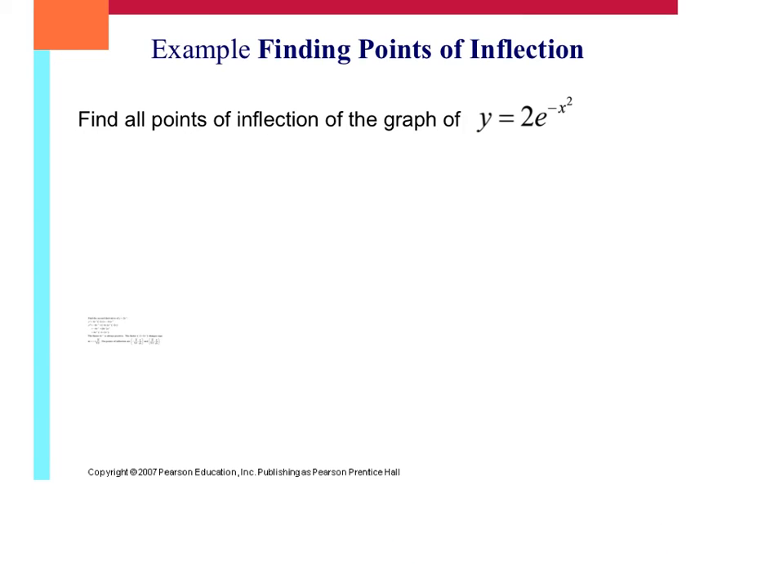Well, our last example here, we're going to find a point of inflection. Now remember, points of inflection are dependent upon the second derivative. So let's find the first derivative. The first derivative will be y prime, and it's an exponential function. So it's itself, e to the negative x squared, and then it's multiplied by the derivative of the exponent, which is negative 2x. So if I clean that up, I get negative 4x times e to the negative x squared.